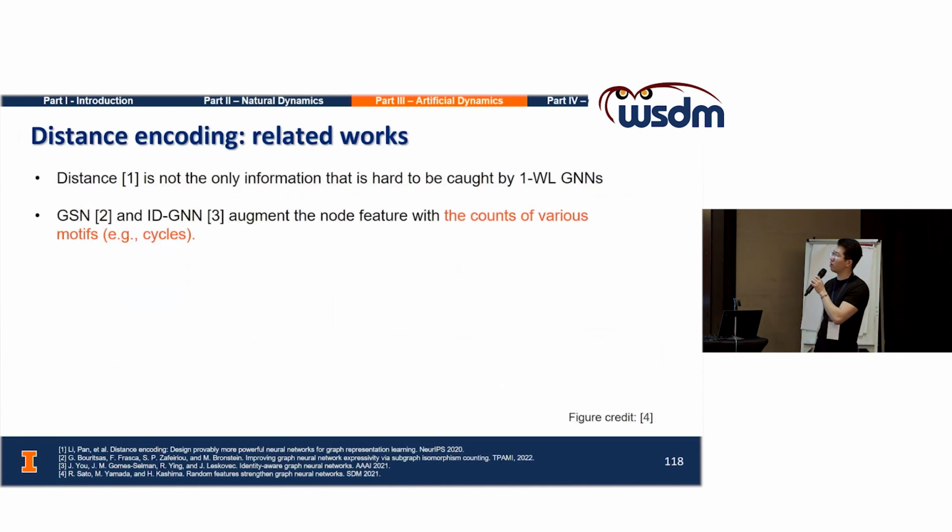Okay, there are some related works about distance encoding. As we mentioned in the limitation of the expressiveness of graph neural networks, we know that the distance is not the only information that is hard to be captured. And we just mentioned some substructures that cannot be captured by graph neural networks. So related works 2 and 3 try to augment the node feature by the count of various graph motifs. For example, they will try to enhance the node feature by the number of circles these nodes are involved in.